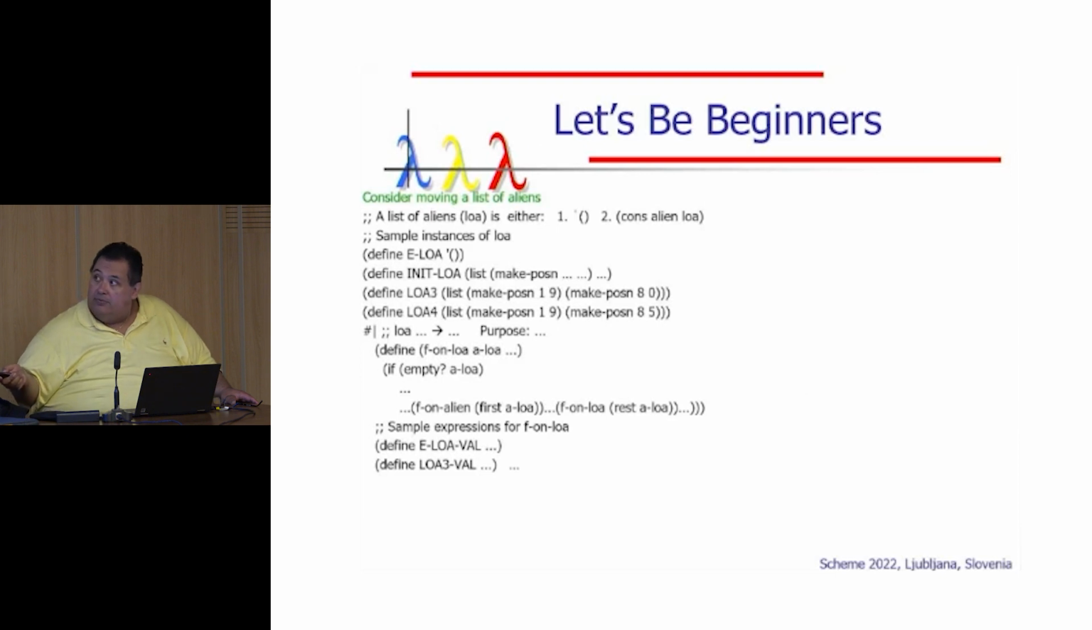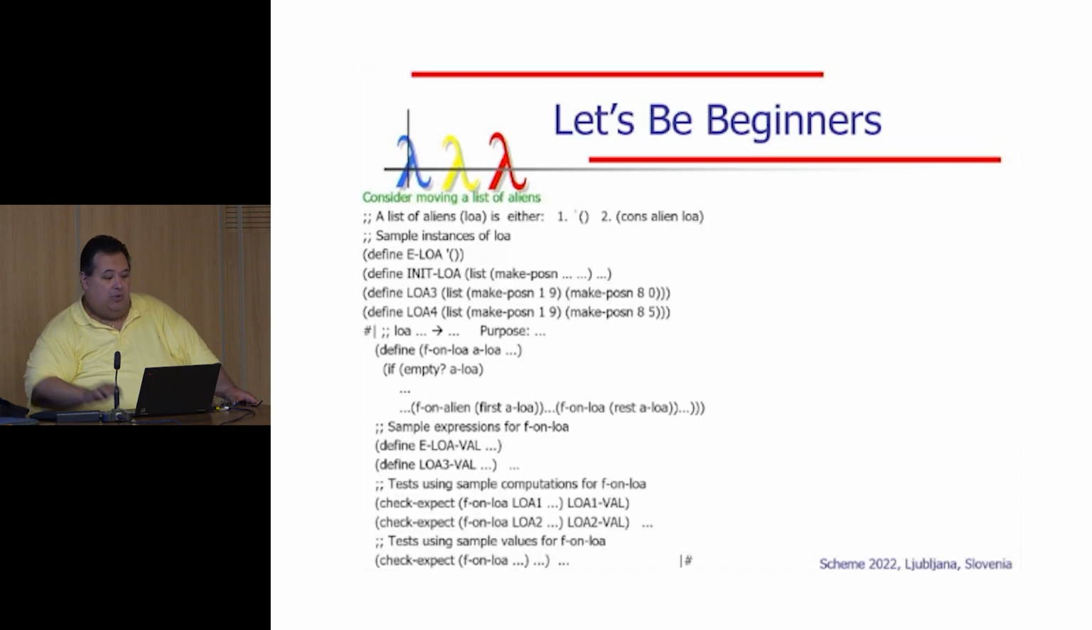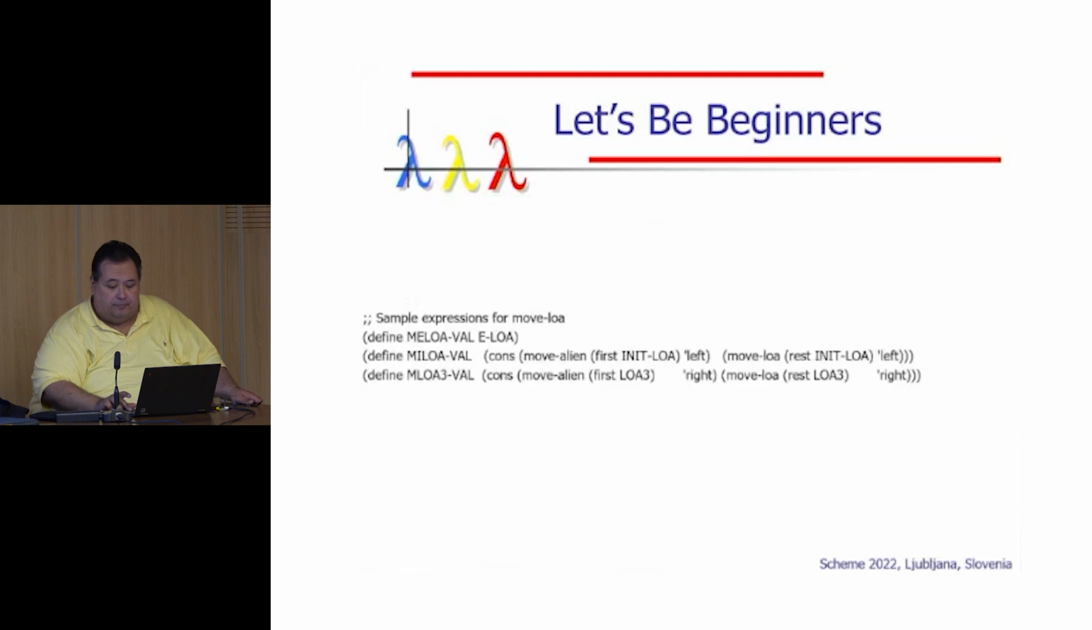And then, of course, if it's empty, you do something. If it's not empty, then there's two things you have to do. If you look at that, the first thing is an alien. Call a function to process an alien. Don't even think about it. And then recursively process the rest of the list of aliens. And then, of course, you have to have tests. And this is what we call a template in this curriculum. Everything is included. So it's not just the function definition, it's everything in one package.